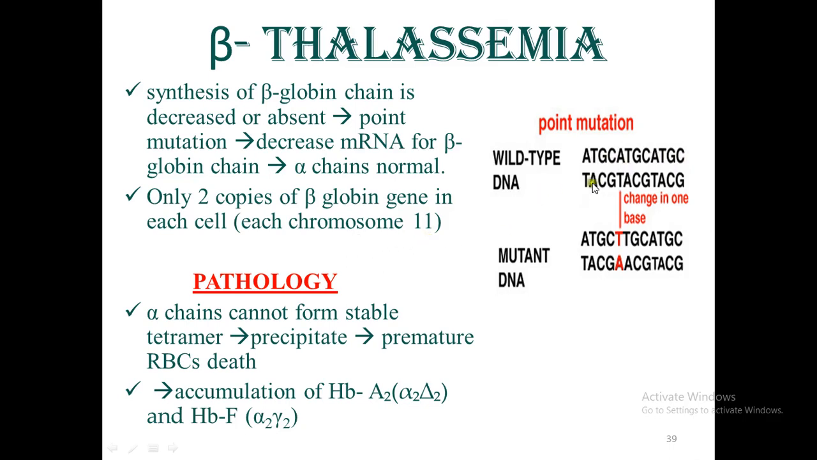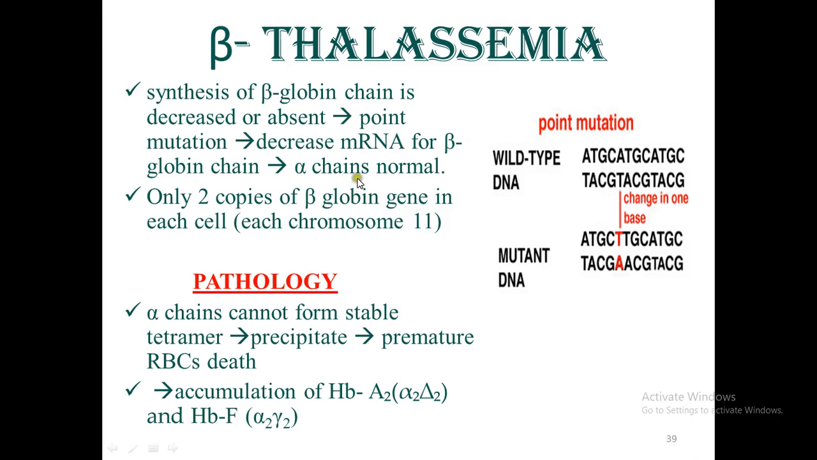So this is the picture of a normal type of DNA, and this is the mutant type of DNA, where we find that only one nucleotide is different. One nucleotide has been changed. See here, it has changed from T to A. In the normal type, there was T in the DNA, so in the messenger RNA, there was A. And in the mutant DNA, we find that in the DNA, there is A. So in the messenger RNA, of course, there's going to be U.